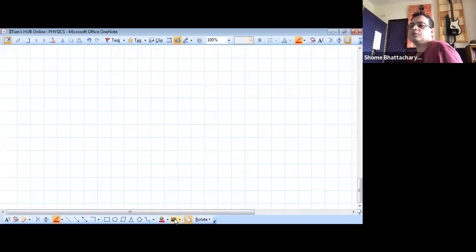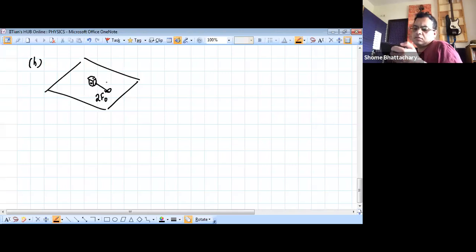Now, similarly, in the second part of the question, you are applying on that horizontal surface, on that block, one force of 2 F naught, right? And another force of F naught at an angle of 45 degrees to it. If you take the view from vertically above, this is the combination of forces which is acting on the block.